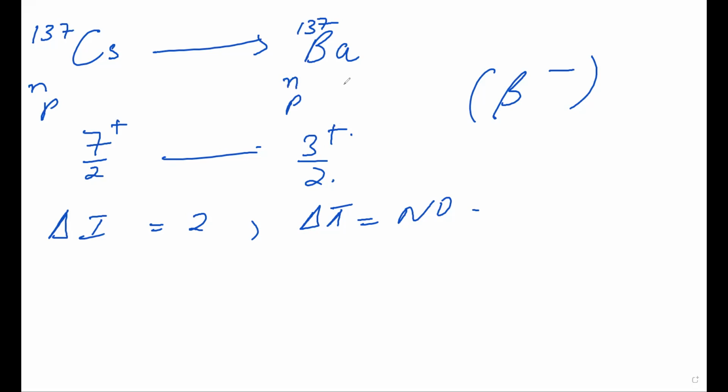For cesium, the number of protons is 55, and the number of neutrons is 82. Okay. Yeah, number of protons is 54. No, 54 nahi hai na.